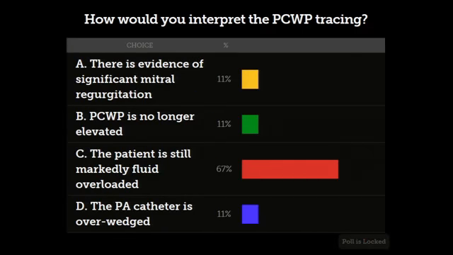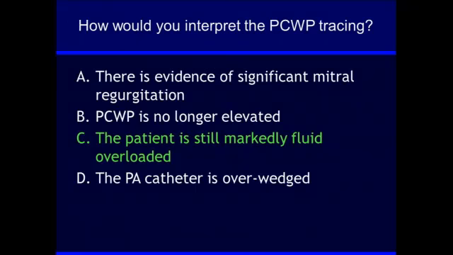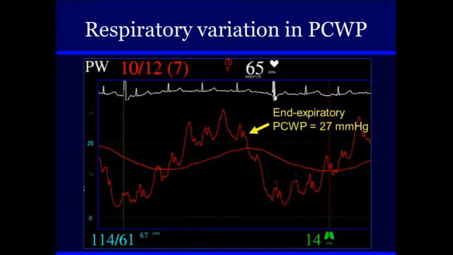Okay, great. So the majority of you got it right, which is excellent. So here's the wedge tracing. The patient's still markedly fluid overloaded, and I think most of you know this, but to really drive home the point, you need to measure the end expiratory wedge pressure. It was 27 in this case, and this is when her creatinine had gone up from 1.8 to 2.4. So you can see that she's quite fluid overloaded still.